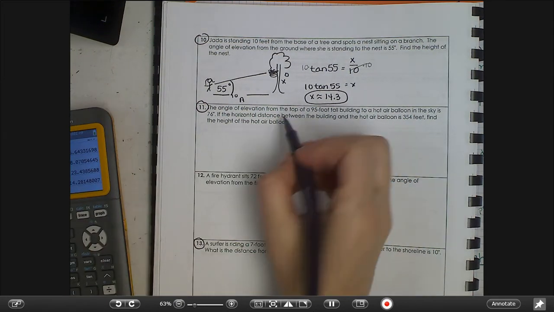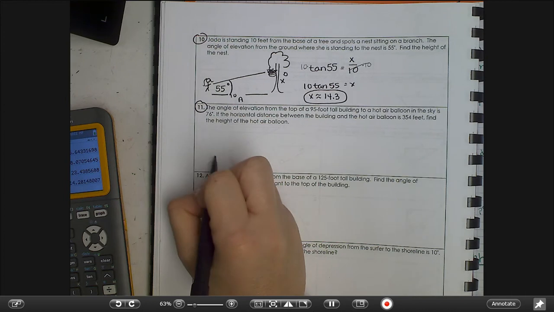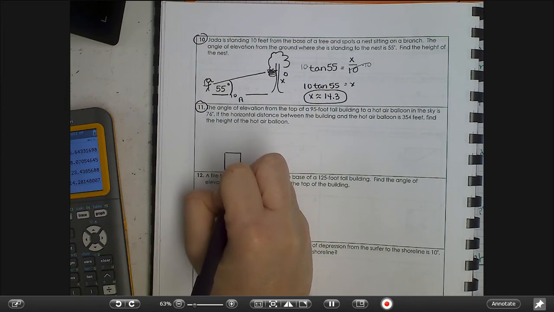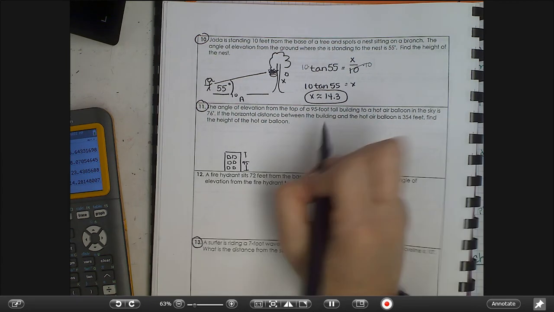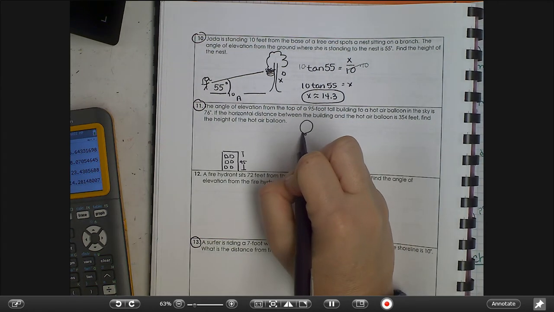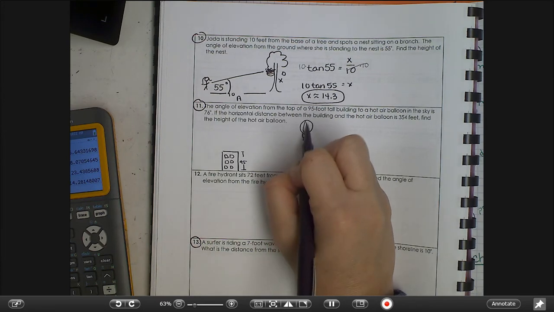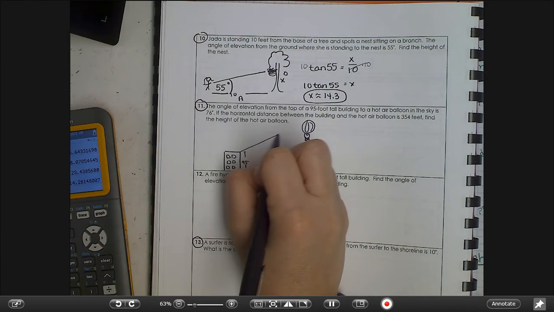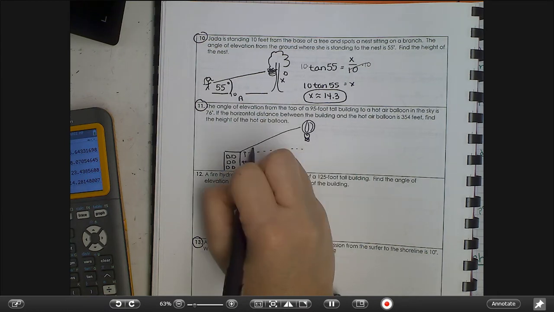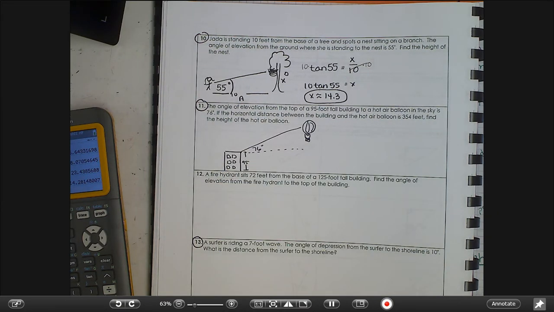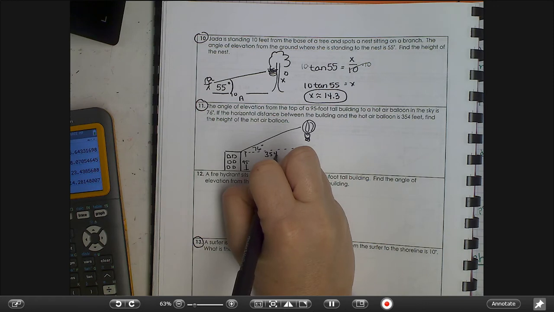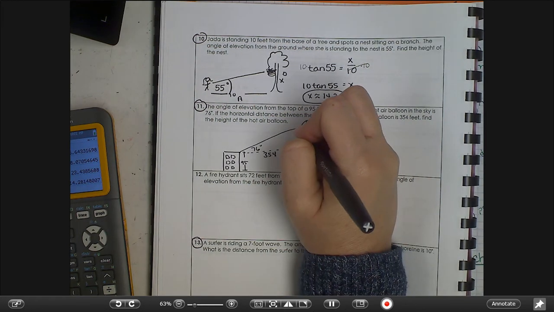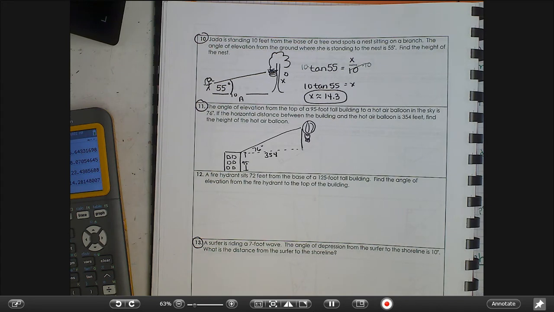Here's another one. The angle of elevation from the top of a 95-foot tall building. So here's a building, and this building is 95 feet tall, to a hot air balloon in the sky is 76 degrees. If the horizontal distance between the building and the hot air balloon is 354, find the height of the hot air balloon. So you see the triangle there.